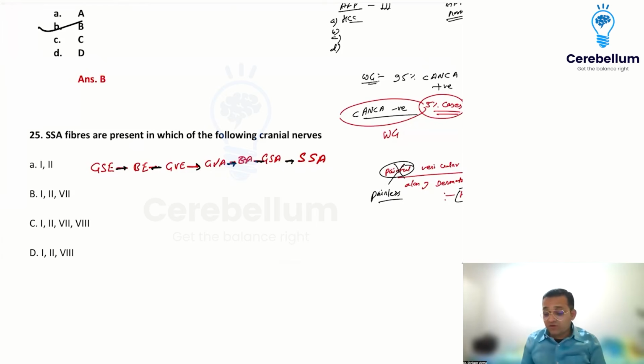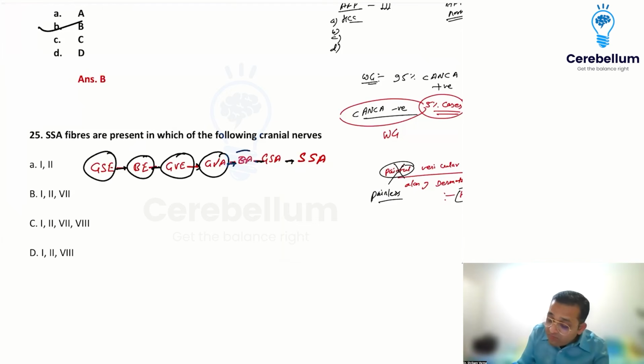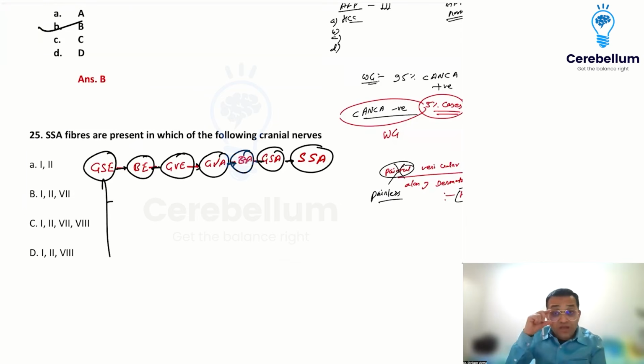Okay, sir. So what we have to say? Gusse, be, gue, gua, ba, gussa, sasa. Do you remember गुस्से? General somatic efferent. So there is the गुस्से में आंखें और जीभ दिखानी है. So what are the cranial nerves? Sir, 3, 4, 6, and the 12th nerve.